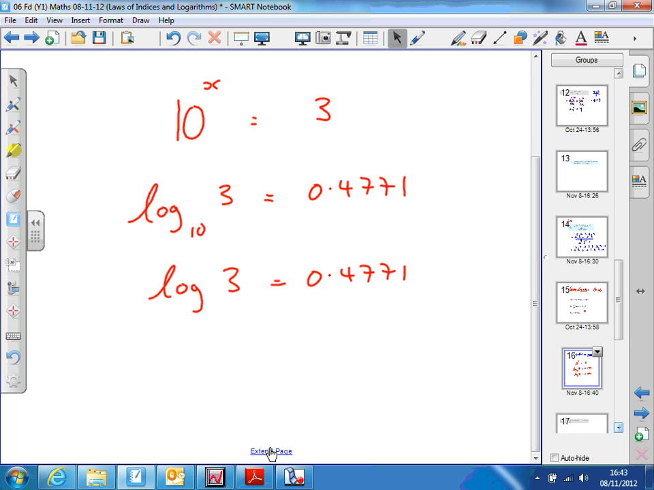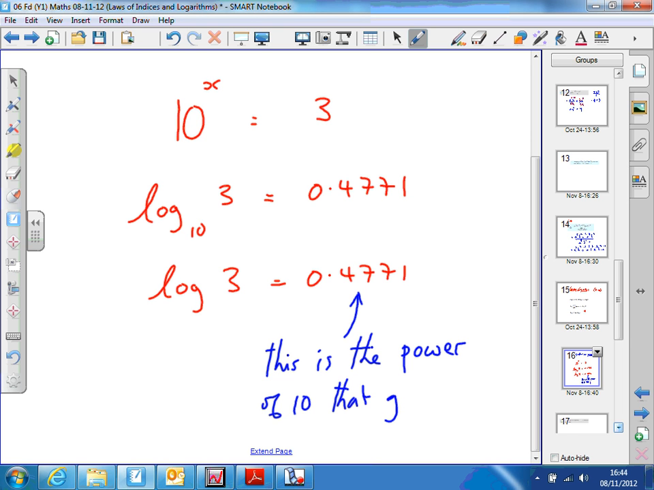There must be a base because a logarithm is a power. 0.4771 is a power. This is the power of 10, in this case, that gives 3. So what's a logarithm? It's a power of a base, usually base 10. Certainly on the calculator, it's always base 10.